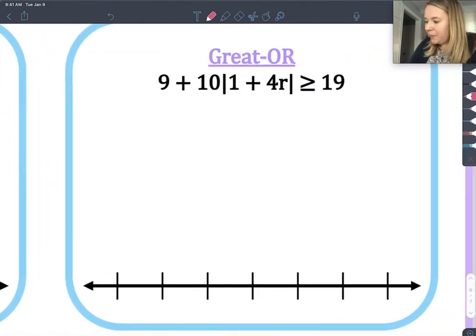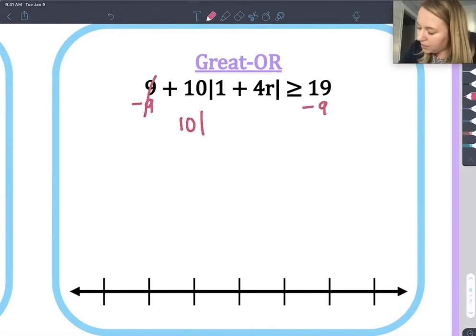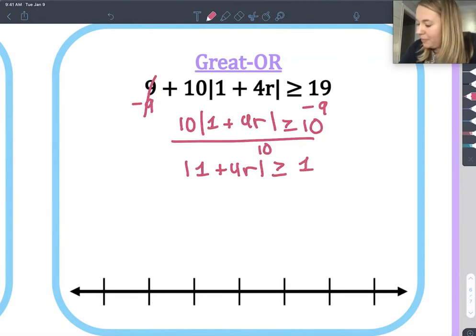Now for this one here, we do have a greater than or equal to symbol, and it's under the section greater, so the sign will not be flipping, but we do still have to isolate our variable. So in this case, keep in mind, we cannot do 9 plus 10 first. We have to subtract the 9 and then divide by 10. So that's what I'm going to do here. Subtract 9. We get 10 times the absolute value of 1 plus 4r is greater than or equal to 10. Divide by 10, and we get the absolute value of 1 plus 4r is greater than or equal to 1.